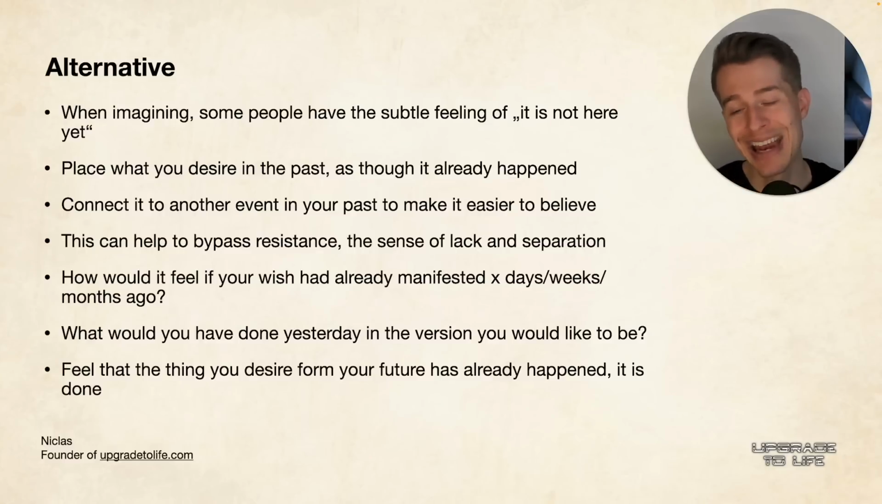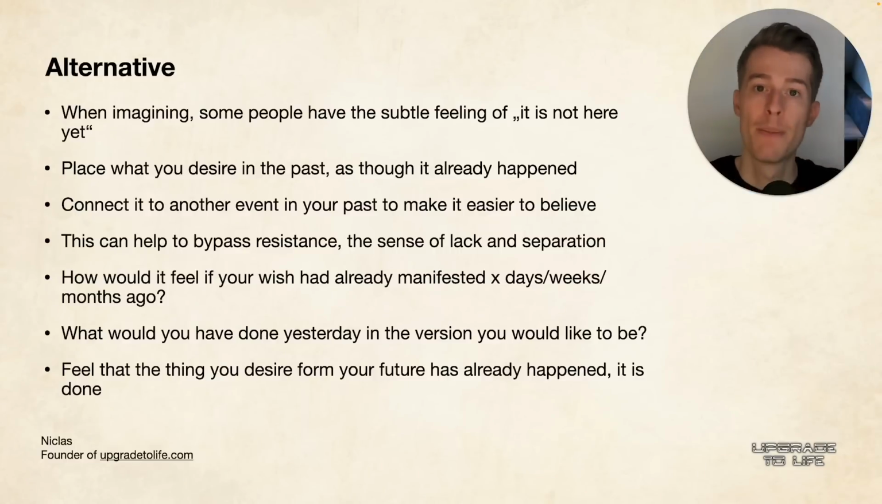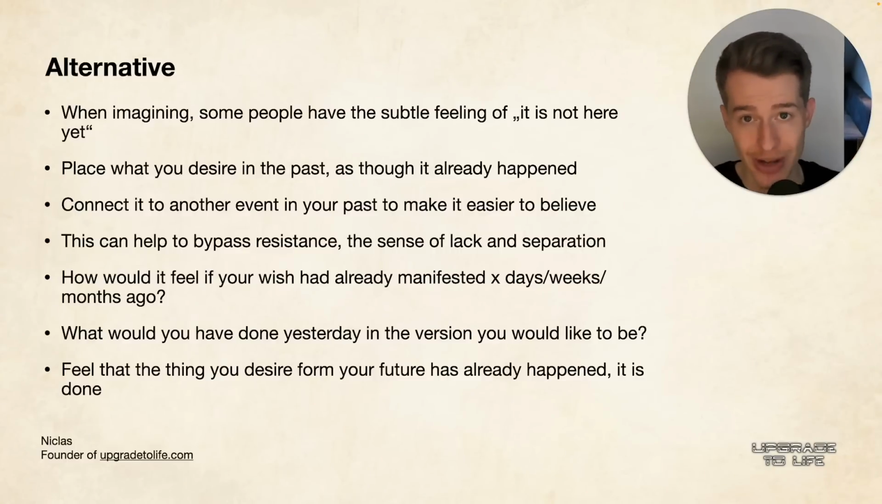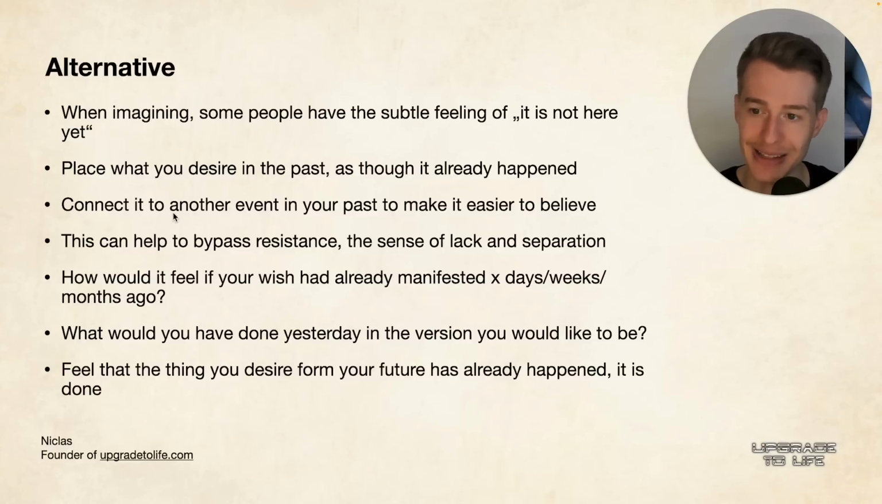So you can take an event that has happened in the past, it feels very stable, so to speak, that feels very good, and include in that event something that you hope for the future, but place it in the past as though it did already happen in the past, right? So you can connect it to an event in your past to make it easier to believe. I already have it here. I didn't even see this point. But connect this to an event in your past to make it easier. Right? So place what you desire in the past as though it did already happen. It helps you to bypass resistance.